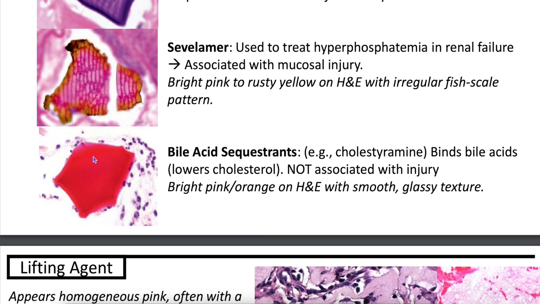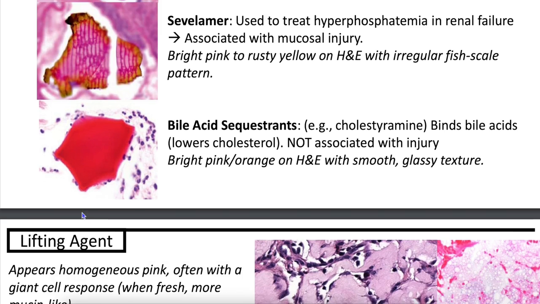Bile acid sequestrants like cholestyramine, it binds bile acids and lowers cholesterol and not associated with injury, but if you do see it, it'll be bright pink orange on H&E with a smooth, glassy texture.